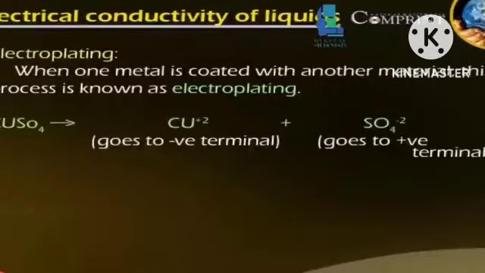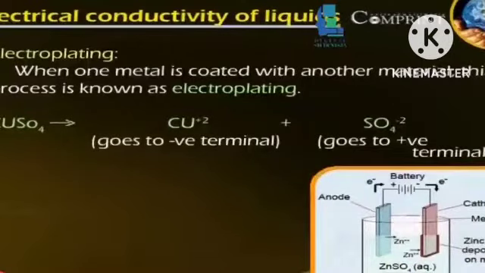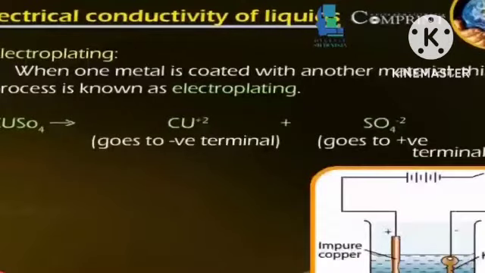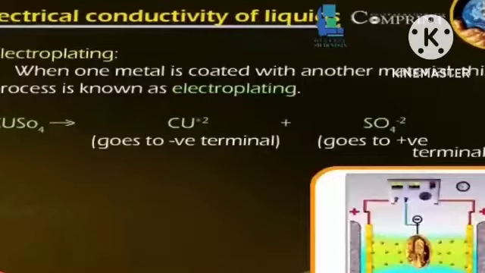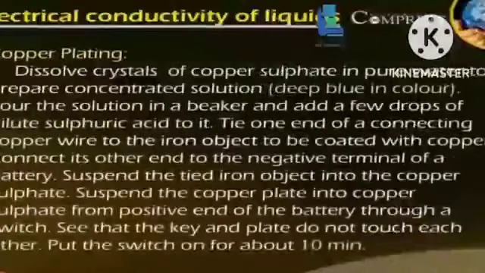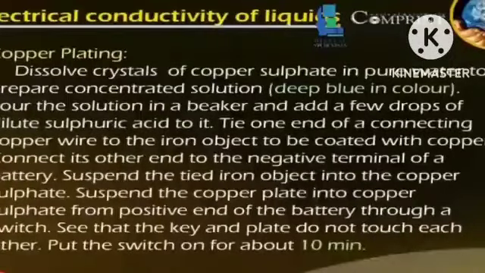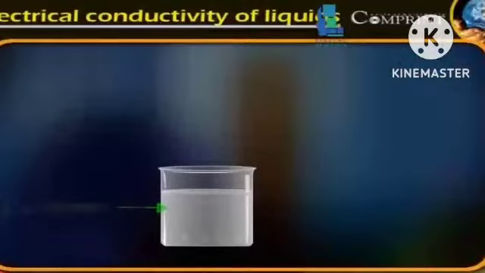Electroplating. When one metal is coated with another material, this process is known as electroplating. CuSO4 gives Cu2+ plus SO4 2-. Copper plating. Dissolve crystals of copper sulfate in pure water to prepare a concentrated solution.